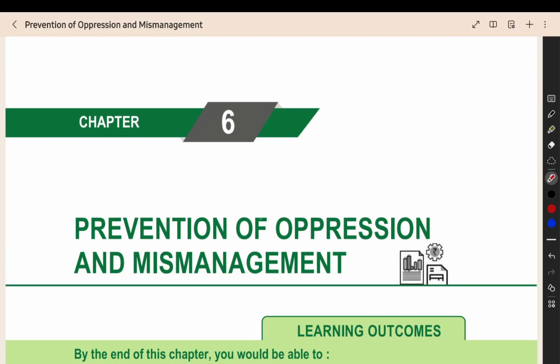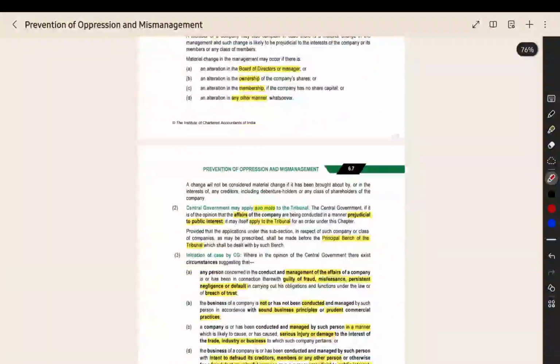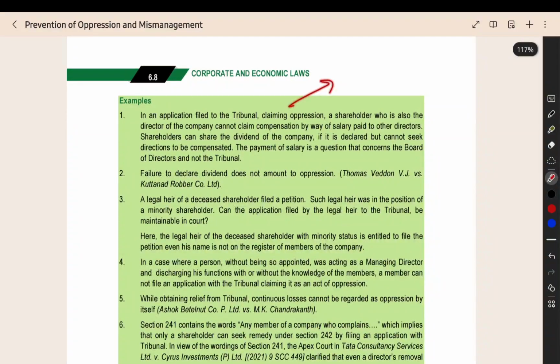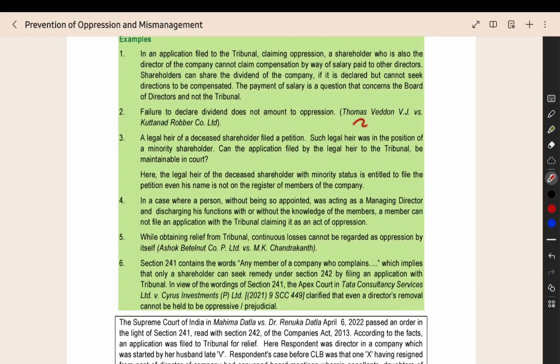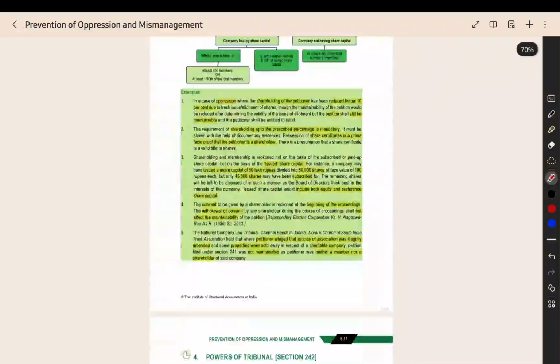Now we have completed the chapter of prevention of oppression and mismanagement. We have covered all the sections, but when you see this kind of example boxes, I did not cover. This is very easy. If you read it, you will easily understand it. So there is nothing to explain here, so I am not covering it. You can read it once by yourself. This you have to read. From this also they can ask the question. Some case laws, everything is given here, but they are simple. So you can read it by yourself. Otherwise, we have covered all the sections in this particular chapter.